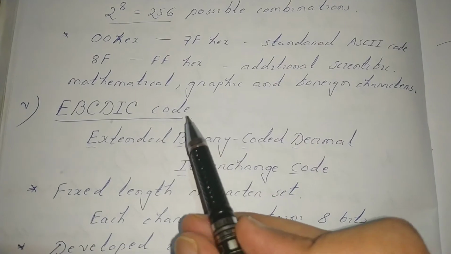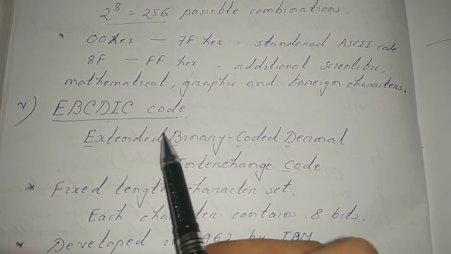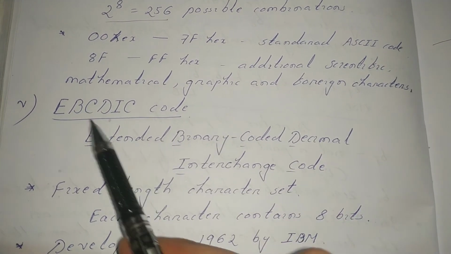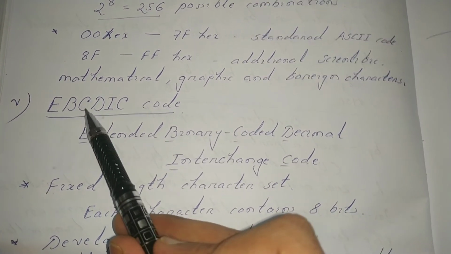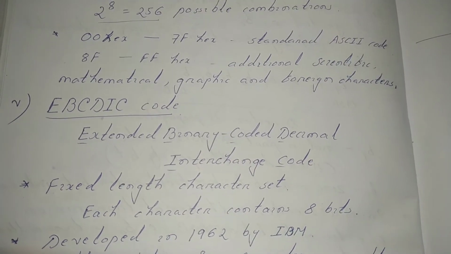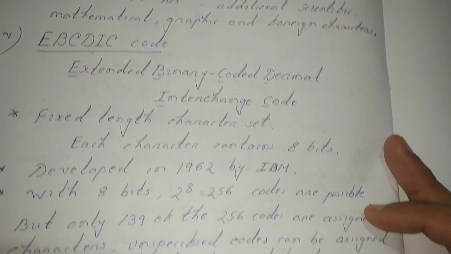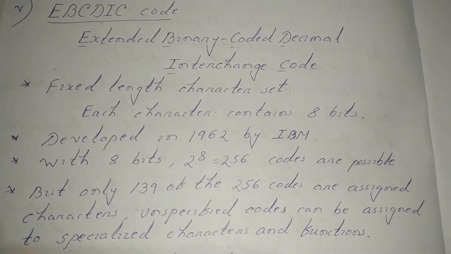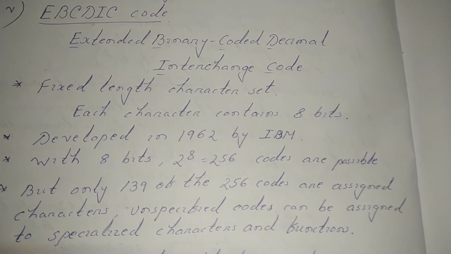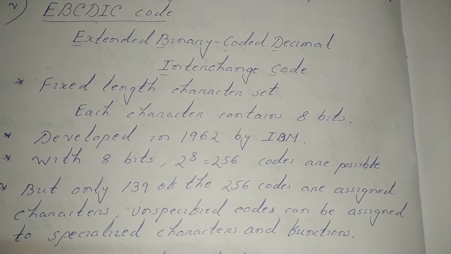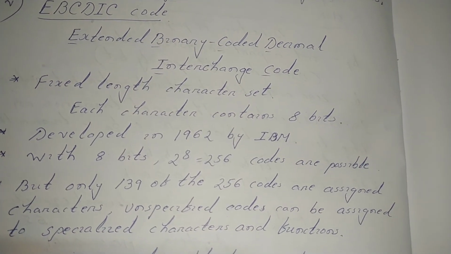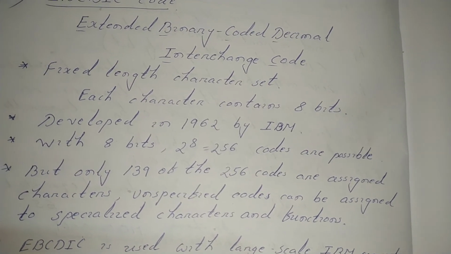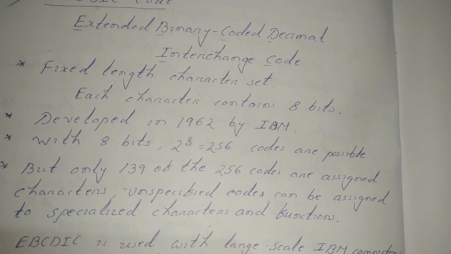EBCDIC, first let's see the full form. EBCDIC is what? Extended Binary Coded Decimal Interchange Code. Okay, and that is also a fixed length character set. Here, like the extended ASCII, each character contains how many bits? 8 bits, and it is also developed by the IBM in year 1962. And with 8 bits, total how many codes are possible? 2 to the power 8, that is 256 codes are possible.